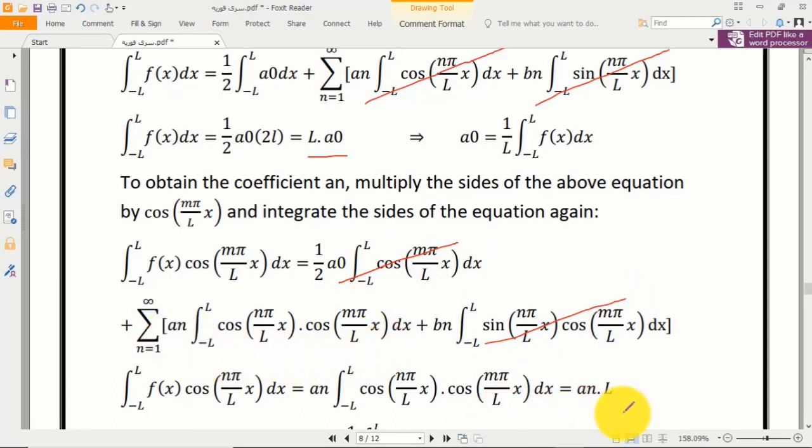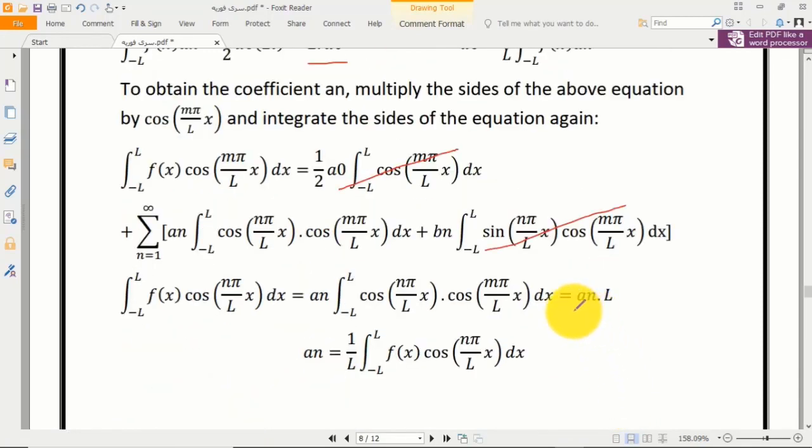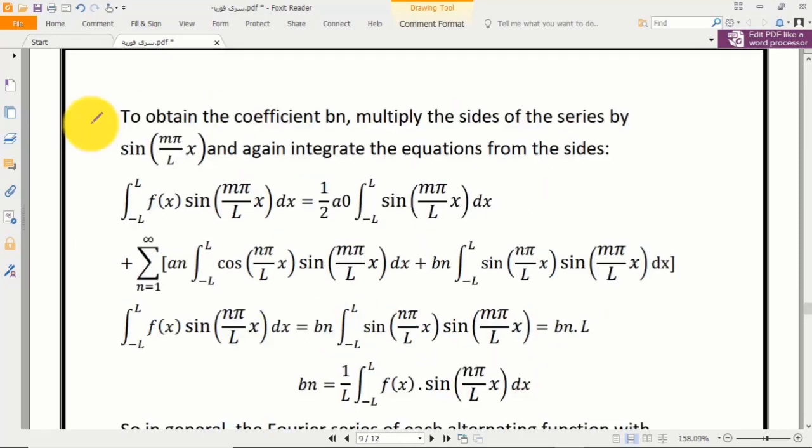To simplify, the integral of f of x cosine n pi over L x dx from negative L to L is equal to a n times L. So my a n coefficients are given by 1 over L times the integral of f of x cosine n pi over L x dx from negative L to L, and similarly I use the same method to evaluate b n. So b n would be 1 over L times the integral of f of x sine n pi over L x dx from negative L to L.